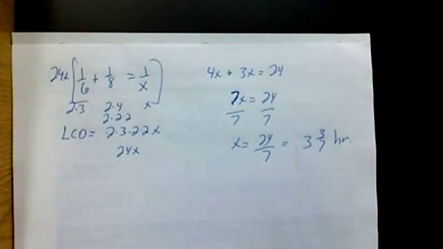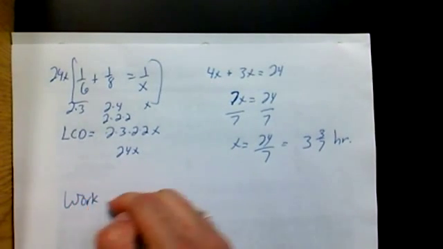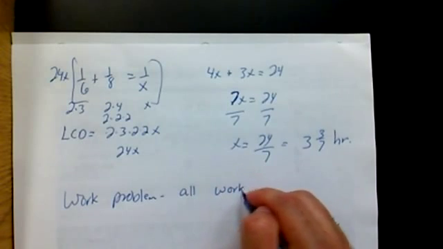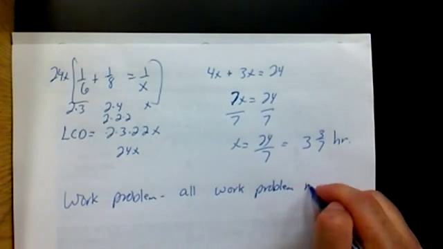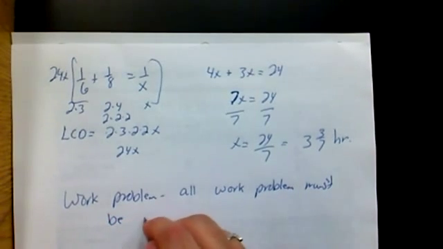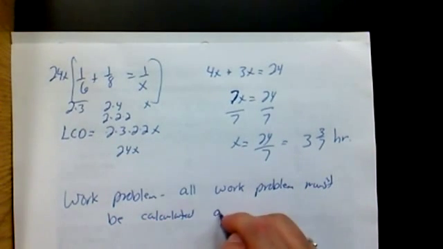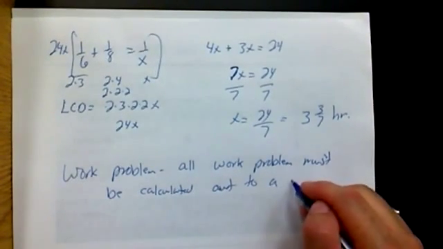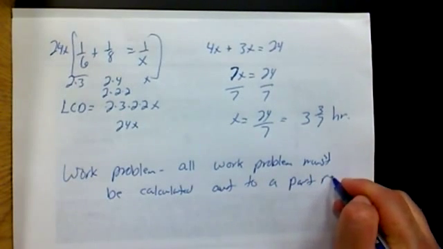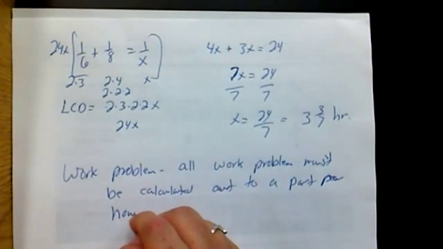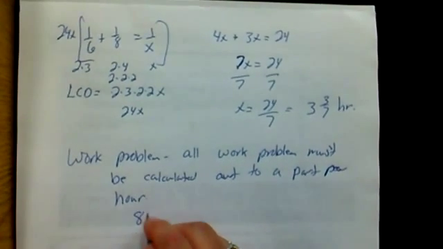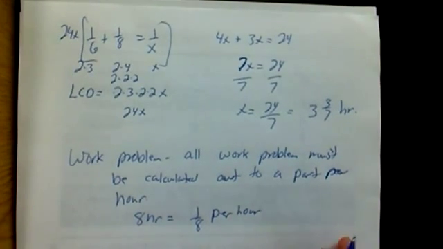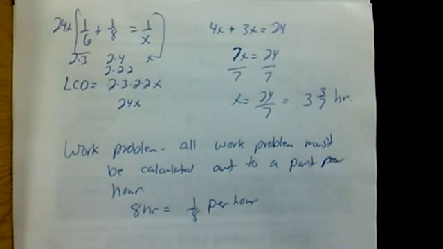Questions with this one? And this is a work problem. This is considered a work problem. So all work problems must be calculated out to a part per hour. So if it's 8 hours, it equals 1/8 per hour. So you need to calculate that stuff out and get it so it works that way.